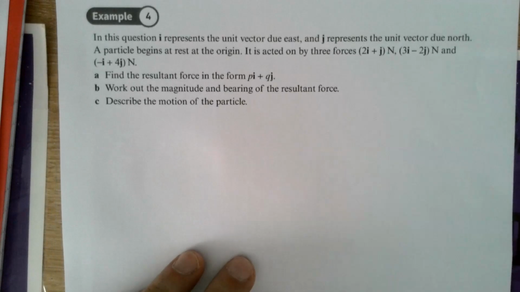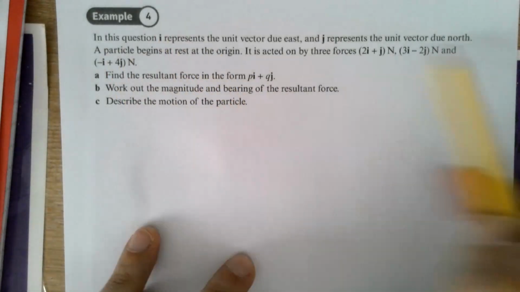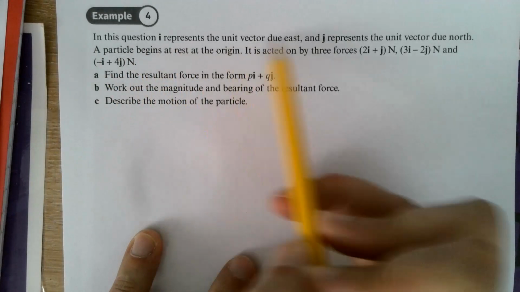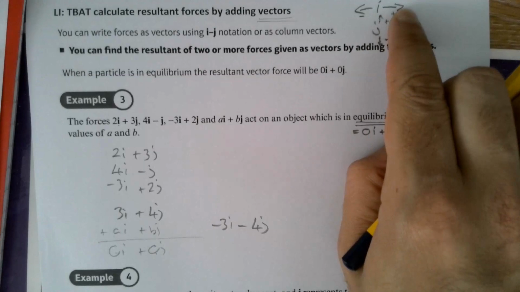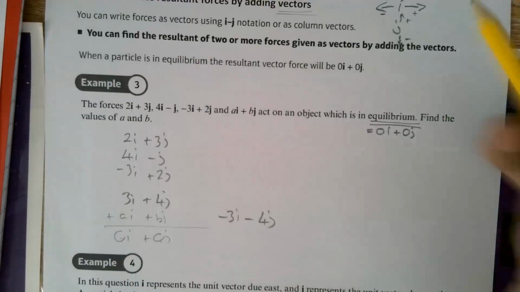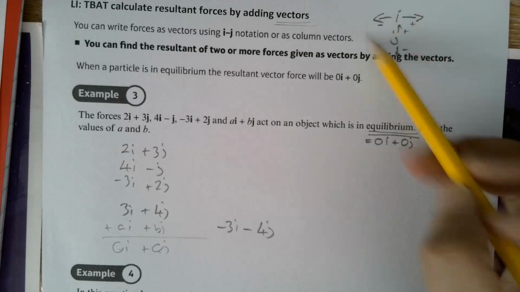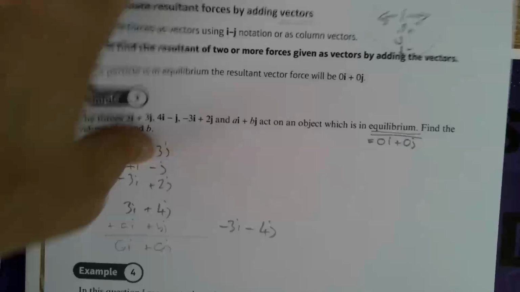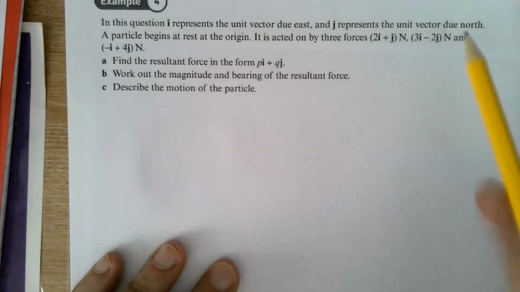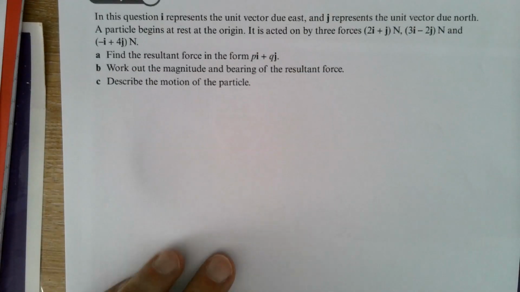So a lot of the time, they'll say in this first sentence, in this question, i represents the unit vector due east. That just means that i goes across that way when it's positive. And j represents the unit vector due north. So when j is positive, it means going up. So it's effectively just saying that's what's going on. Okay. So if you see that, don't panic. It doesn't mean anything. It's just, again, mathematicians writing things out, making ourselves sound a little bit more clever than we are.